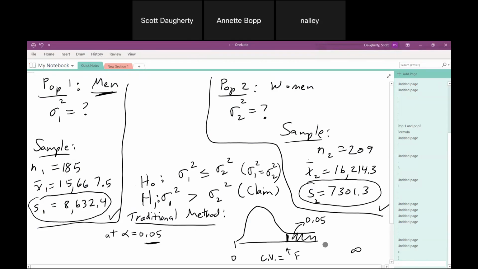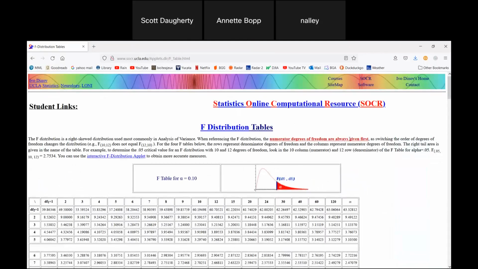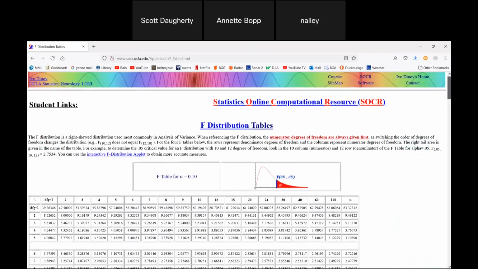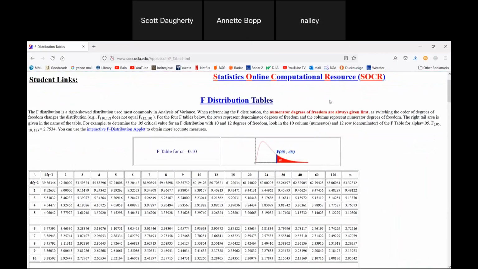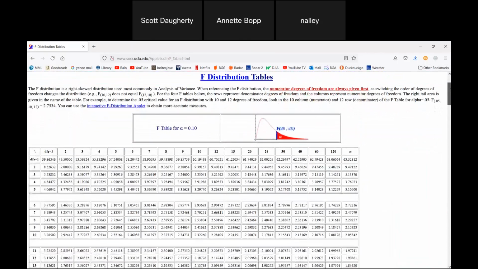Okay, and you have to do this on the table. Unfortunately, there's nothing on the calculator that does this. So I just pulled up an F distribution table. You can Google this if you want, or use the one in the book. The first thing you need to look at when you look at an F distribution is what alpha is in the right tail. So in this diagram, they're calling alpha the area that you have in this right tail.